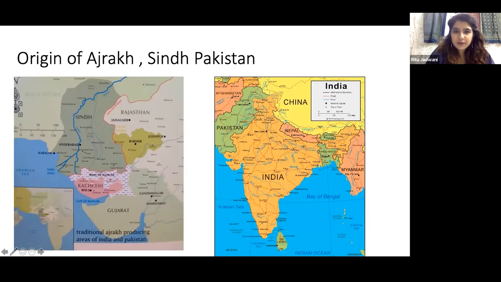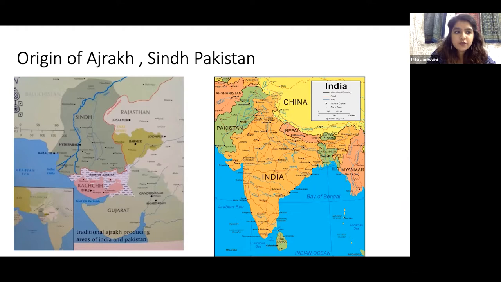Origin of Ajrakh, Sindh, Pakistan. The art of Ajrakh block printing originated in the Sindh region of present-day Pakistan and northern India. These regions have been the epicenter of the Indus Valley civilization, which spanned from 2600 BC to 1750 BC along the Indus River. Ajrakh was a local art which used the local skills and crafts to fulfill the needs of people by creating hand-wrought printed textiles.